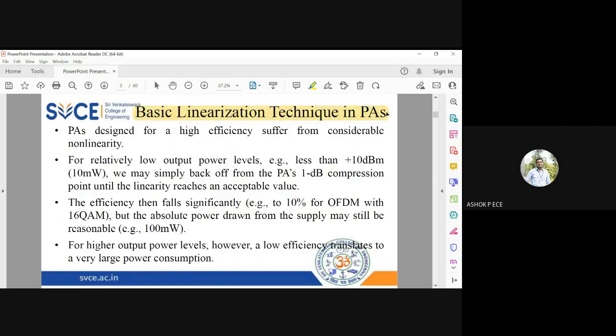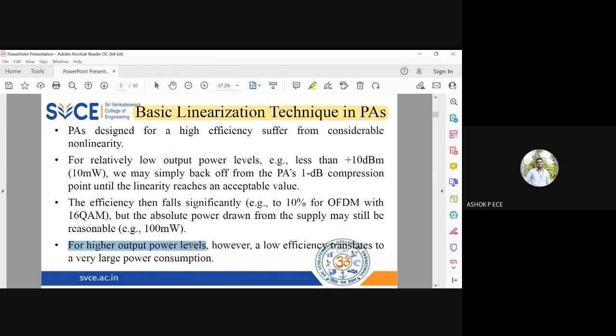And how to linearize the PAs, power amplifiers. So what is the technique for linearizing power amplifiers? Because only class A is going to be the linear power amplifier. B, C, D, E, F all are going to be highly non-linear. So how can we linearize power amplifiers?